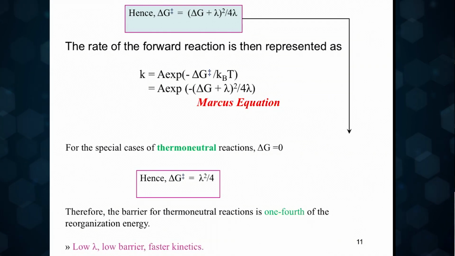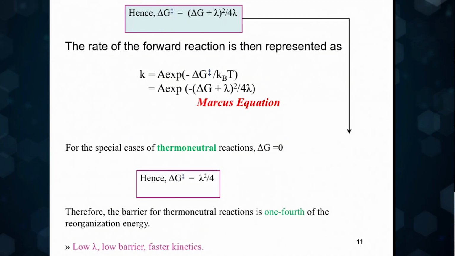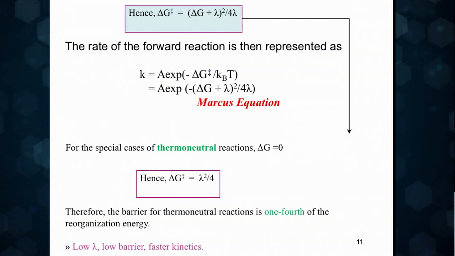In other words, if you want to make reactions faster, you are going to look at thermoneutral reactions. Why? Because thermoneutral reactions have activation energy which is one-fourth of the reorganization energy, right? So typically, if you have low reorganization energy, you are going to have low barriers, and of course, low barriers mean faster kinetics from the Marcus equation.